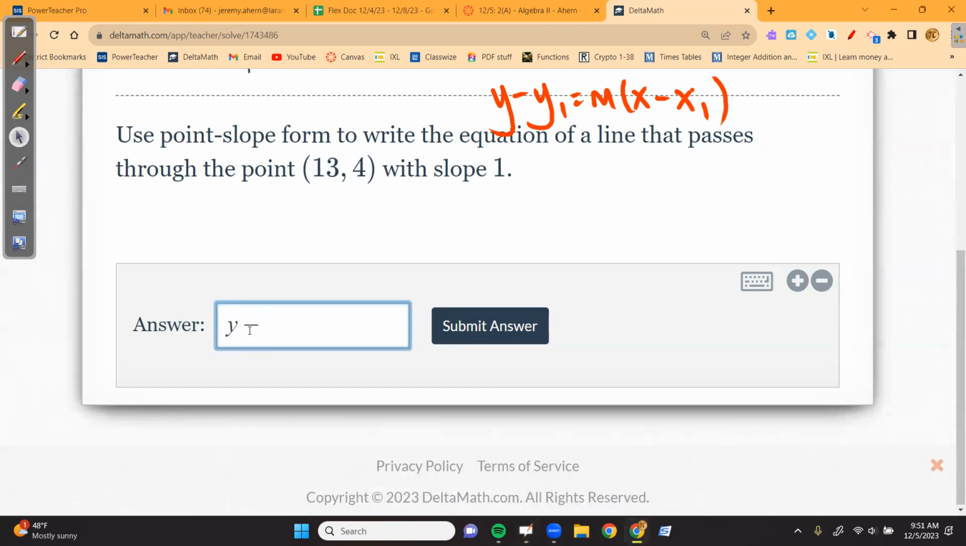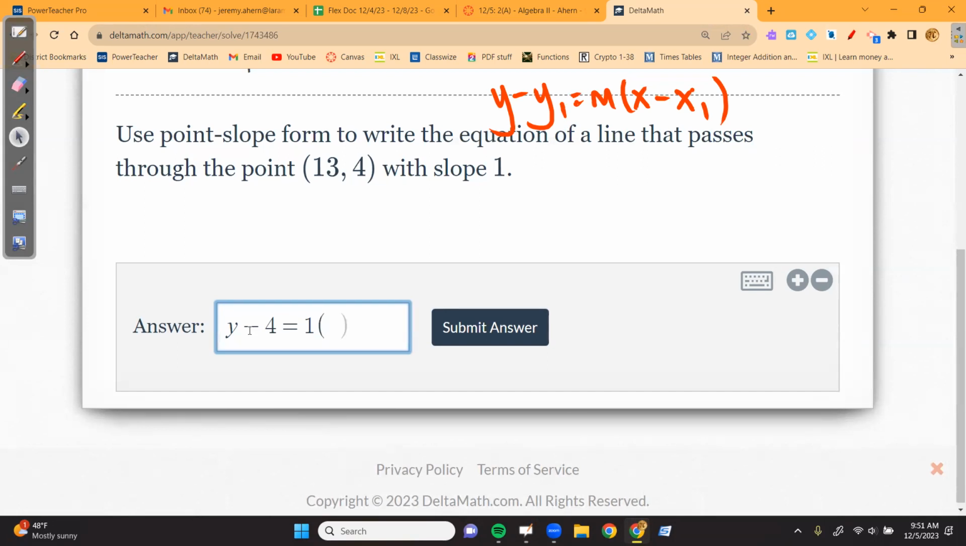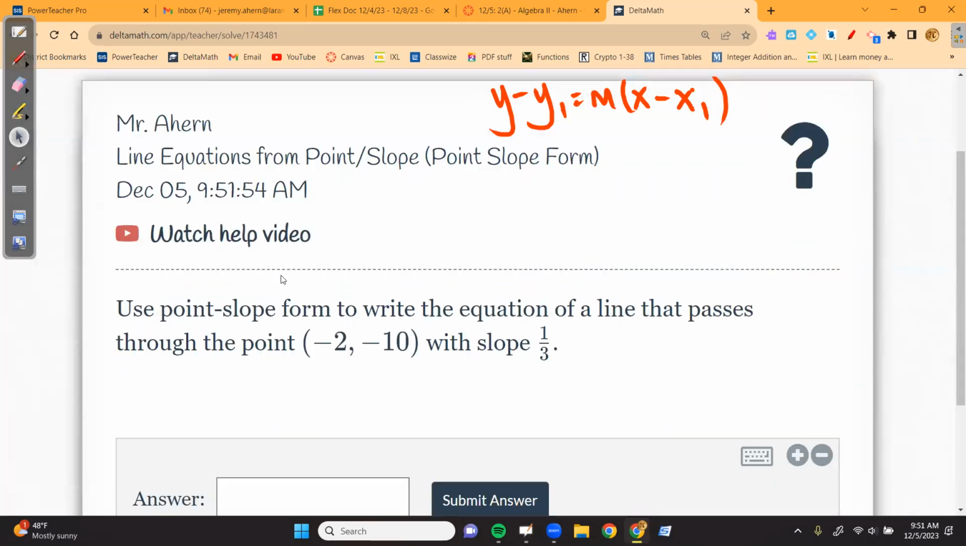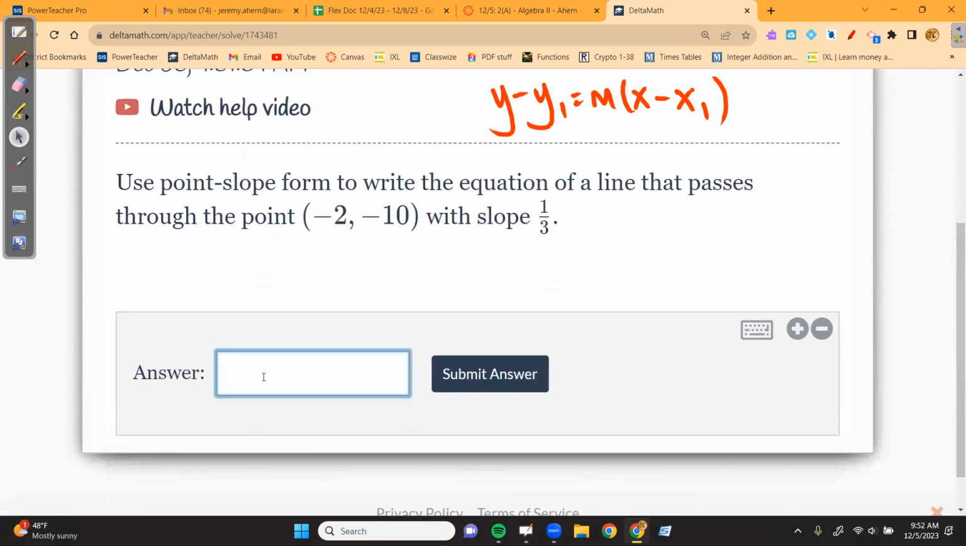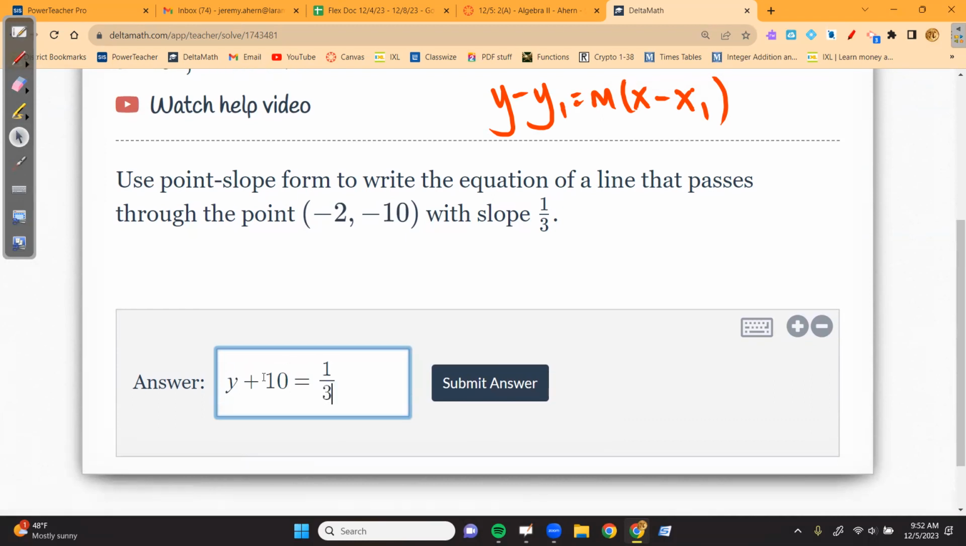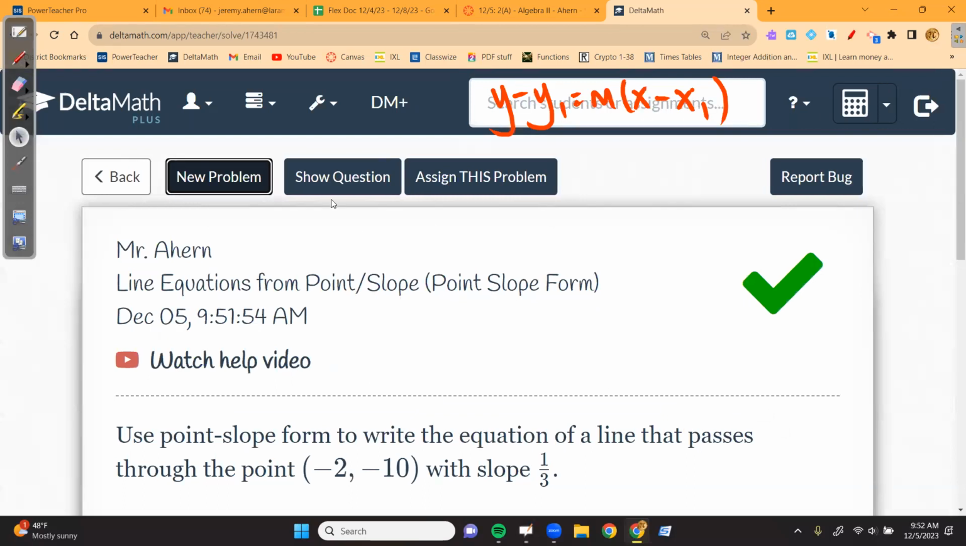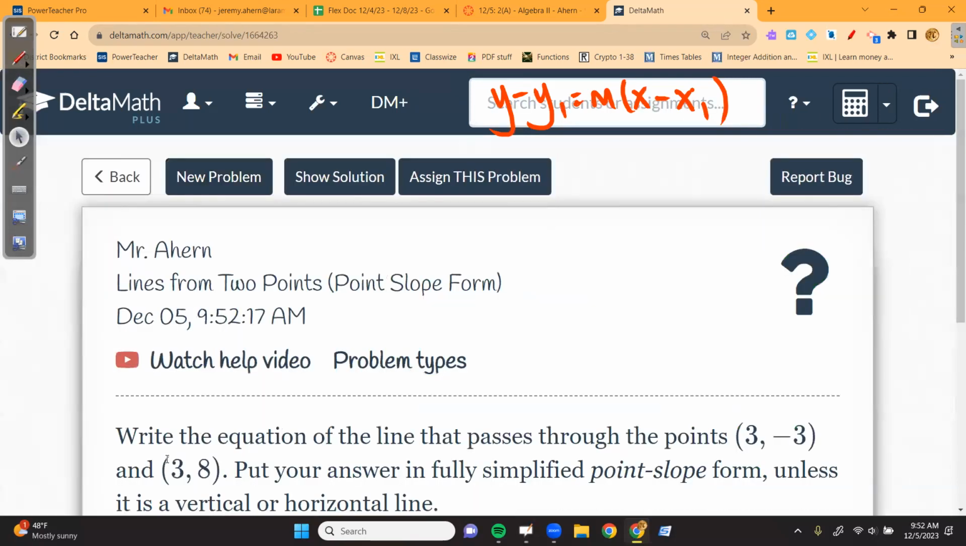So you just go y minus the y coordinate 4 equals, and then you put your slope, and you don't have to put a 1 if it's a 1. I'm going to put it there just because I know some people do. But remember, the slope goes there. And then we go x minus the x coordinate, and then just submit it. There's a bunch of problems like this, right? What would this one be if I typed it in? Y plus 10, good, equals what? 1/3. Right. So there's going to be some of those, which again should not take you more than like 13 or 14 seconds each. And then the other type of problems are these.